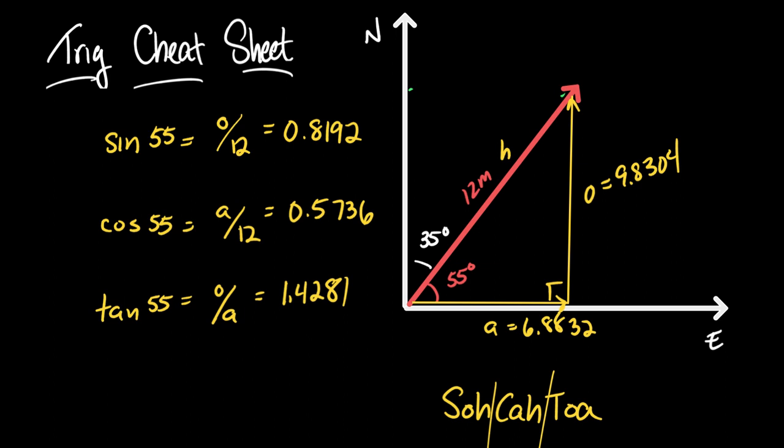You can also take the opposite side and divide by the adjacent side. It should be 1.4281.